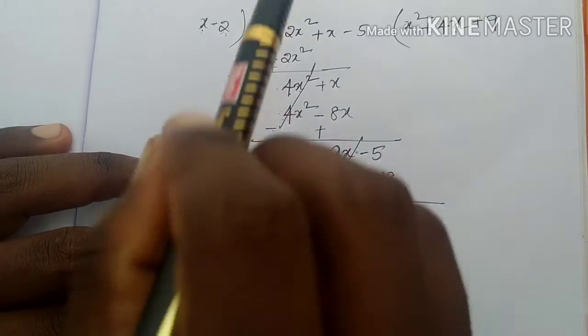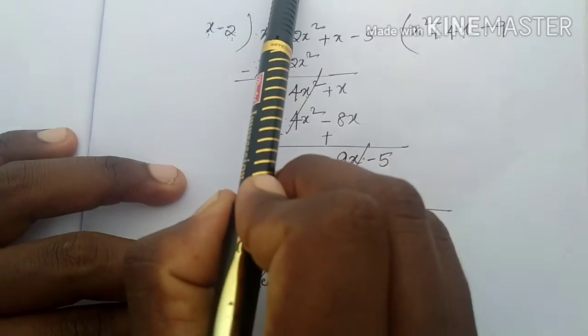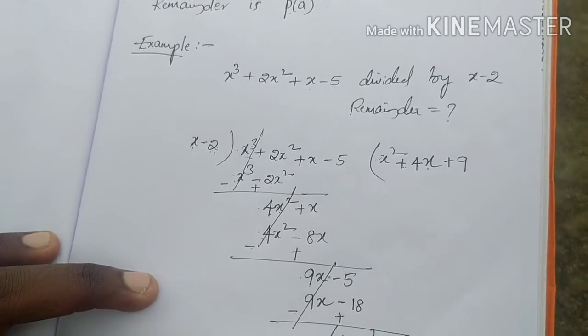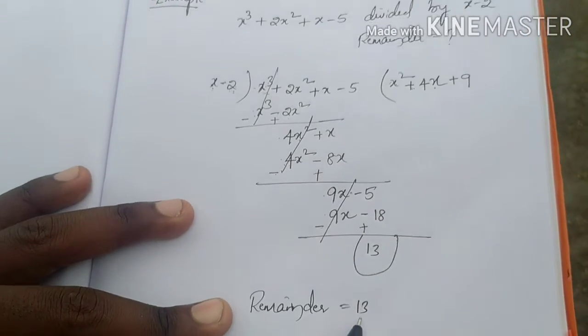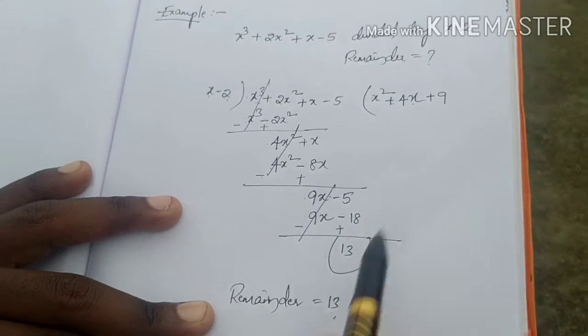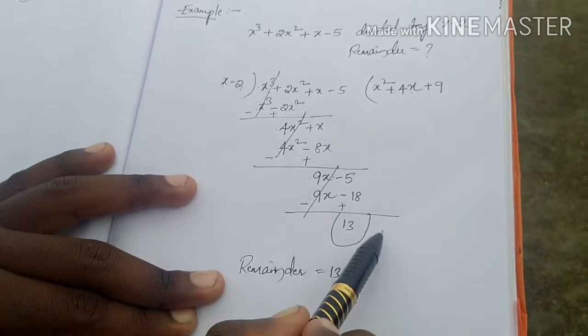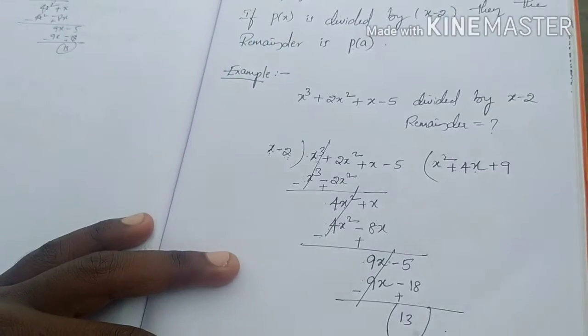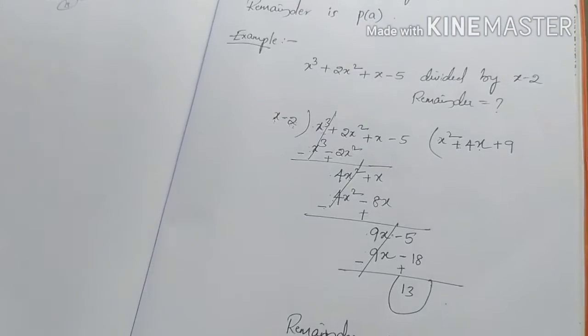Whenever we divide the polynomial x cube plus 2x square plus x minus 5 by x minus 2, the remainder is 13. This is a lengthy process, right? To find the remainder, we must go through such a long process. Instead of doing this, the remainder theorem helps us. How? We are going to learn.